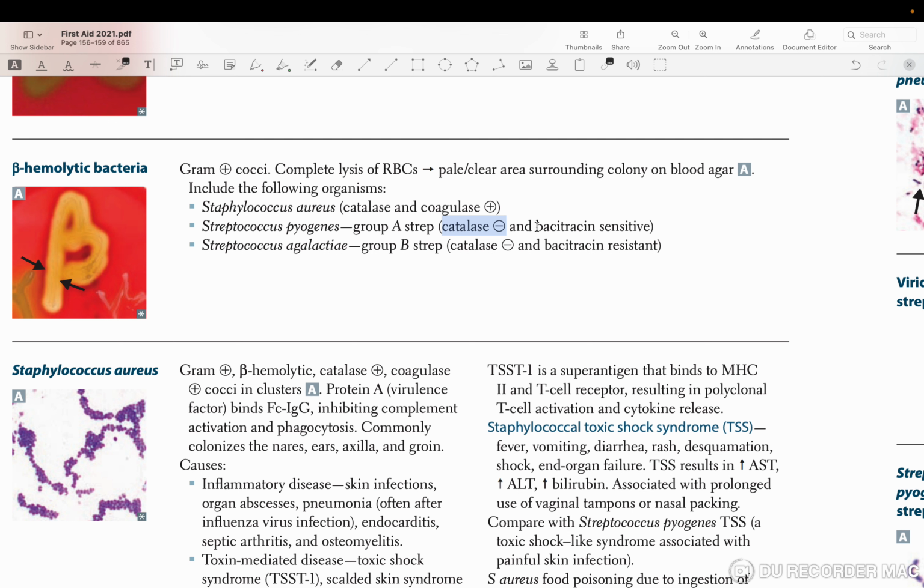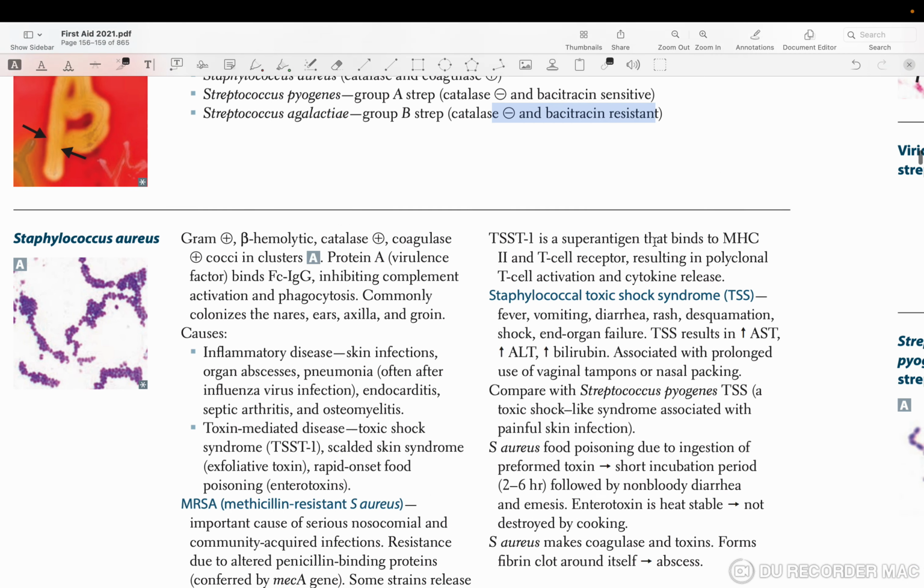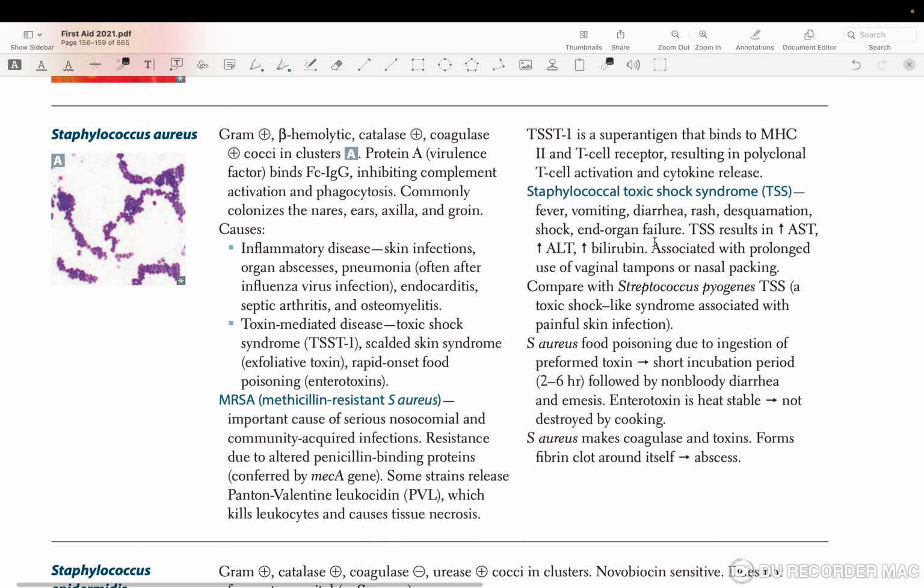Remember the dog basically hit with his face without a helmet, so it's sensitive. While in the case of Strep agalactiae, the dog had a helmet, so his head was resistant to the injury. So Staphylococcus aureus is a gram-positive, beta-hemolytic, catalase positive, coagulase positive cocci in clusters. All of these characteristics we have already discussed. We understand what gram-positive means, what beta-hemolytic means, and what catalase and coagulase positive mean.